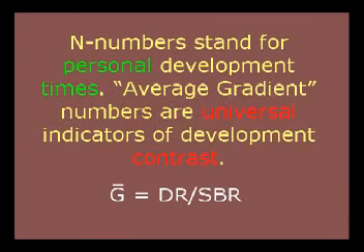N numbers are arbitrary and personal, and they typically relate to specific development times and specific materials. Average gradient values describe the development effect, so they're independent of materials types and procedures. For example, a recommendation of n-1 development is meaningless unless we know what materials and development methods are being referred to. An average gradient number, on the other hand, tells us exactly what degree of negative contrast is required, regardless of the materials or techniques we choose to employ.